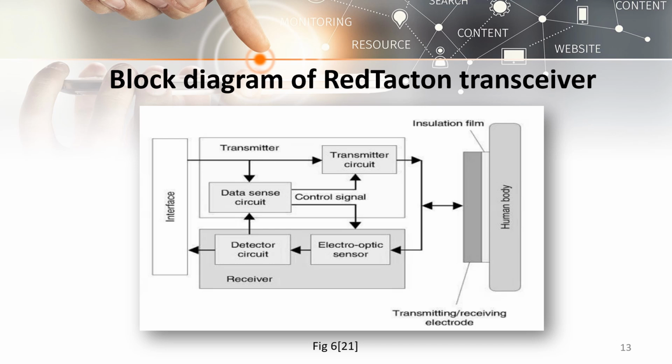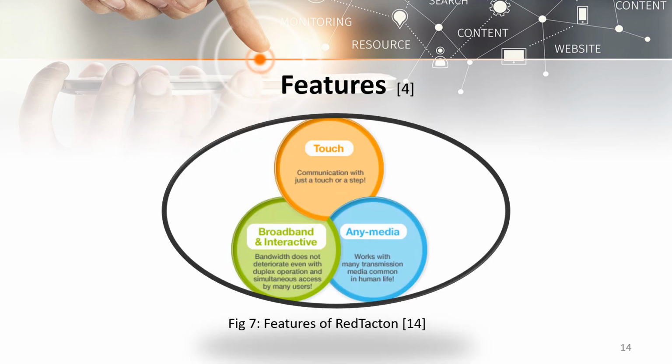The output of the electro-optic sensor is given to the detector circuit, which in turn is given to the interface of the receiver RedTacton device. So that is about the block diagram of the RedTacton device.